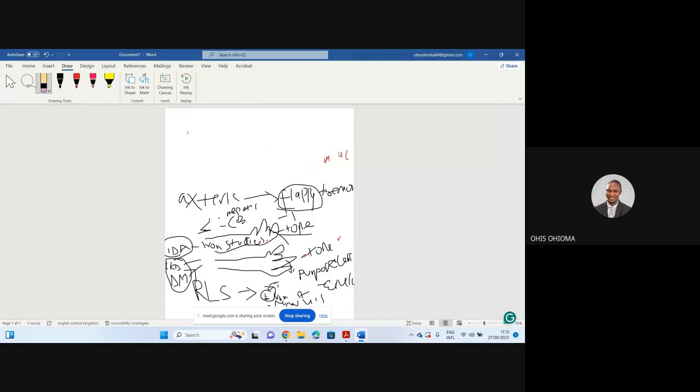So how do we treat it, guys? What is the drug of choice for treating restless leg syndrome? Yes, dopamine agonist. So what's the second drug that we can use? Gabapentinoids. Yes, thank you, doctor. Gabapentinoids.